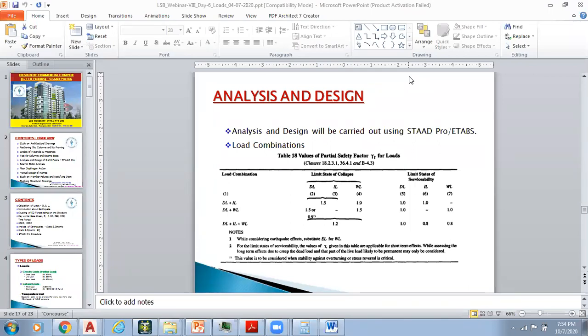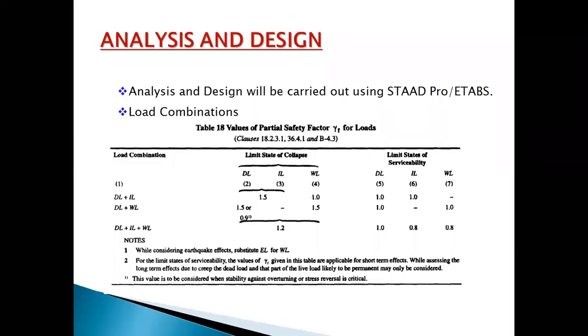Yeah. So here we have load combinations. See, this is from IS 456-2000. It is easy to remember the combinations. Here we have only two methods. One is limit state of collapse, and the second one is limit state of serviceability. Limit state of collapse and then limit state of serviceability.